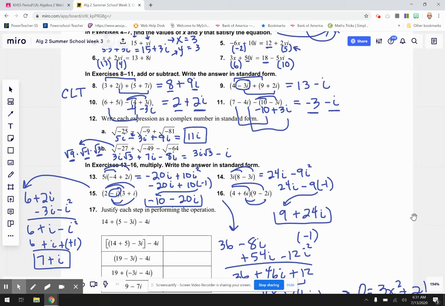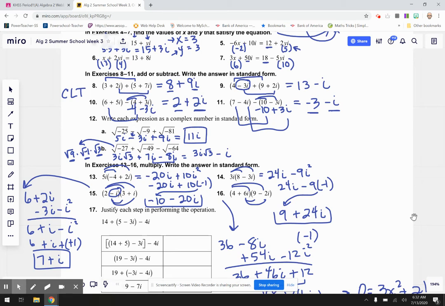Negative 49 is just 7i, because the square root of 49 is 7, and then the negative makes it an i. Minus negative 64 is just 8i, because the square root of 64 is 8, and negative 1 is i. So the only two we can combine are these two right here. You cannot combine the first one because it has a radical 3 next to it. The other ones don't. So that would be B.